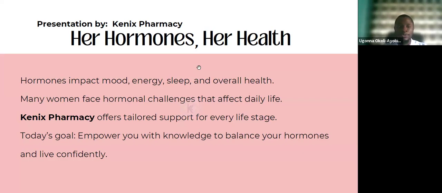So we see that many women face hormonal challenges that affect daily life. But at Kenix Pharmacy, very experienced and knowledgeable pharmacists offer tailored support for every stage of life: both the young ladies that are just entering the menstrual cycle, the ones that are already there, and the ones that are about to leave, that is, our elderly women as well.